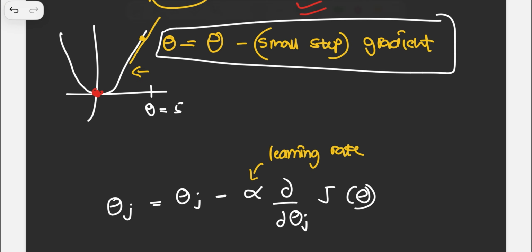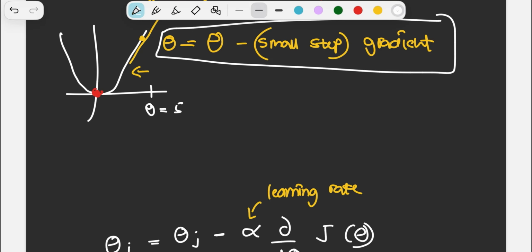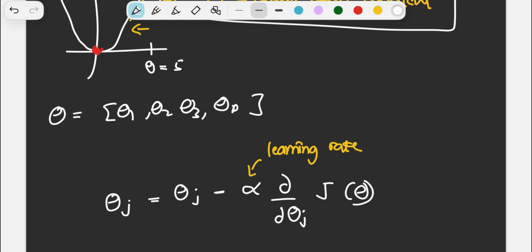Bearing in mind that instead of just having J of theta equals theta squared, theta is now a vector, so theta 1, theta 2, theta 3, up to theta n. There are going to be multiple values of theta, and using a partial derivative helps us find the gradient with respect to a specific value of theta that we're concerned with. But for now, just keep this in mind.